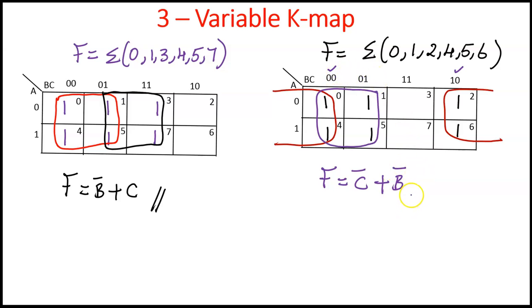So these are all the possible examples of a 3 variable K map. Thank you.